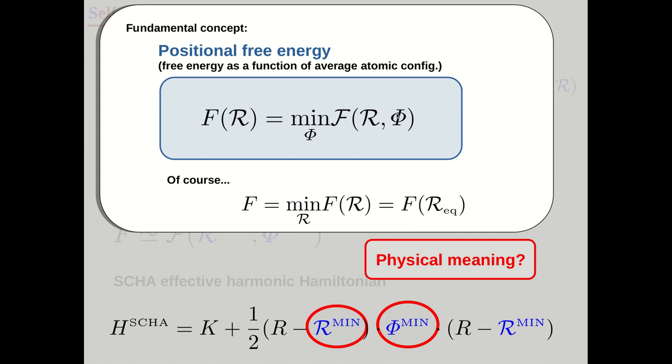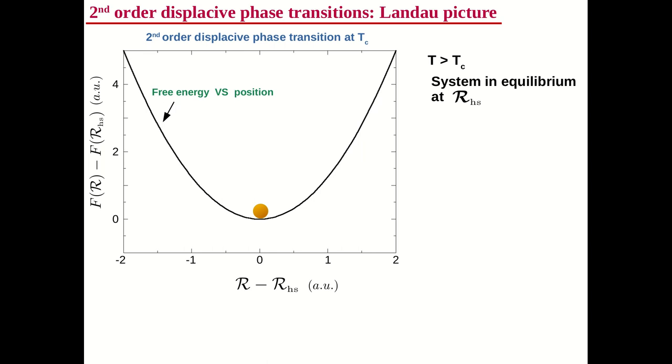Okay. Now we will use this quantity, the positional free energy, to describe what happens when we have a second order structural phase transition. In order to do that, we consider the standard Landau picture to describe a second order displacive structural phase transition, a phase transition where the atoms move. Okay. So in this figure here, we have on the horizontal axis the position, the configuration of the atoms.